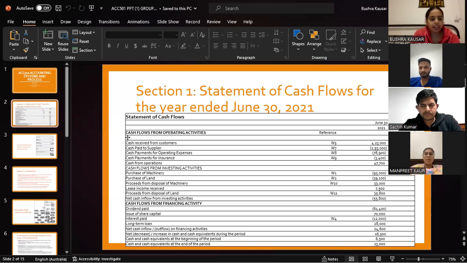Now, the next point is net increase in cash and cash equivalents. The company's cash and cash equivalents have increased by 16,500 over the period. This is a positive sign as it indicates that the company has been able to generate more cash than it has spent over the year.